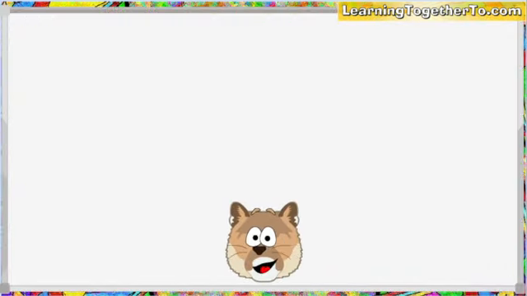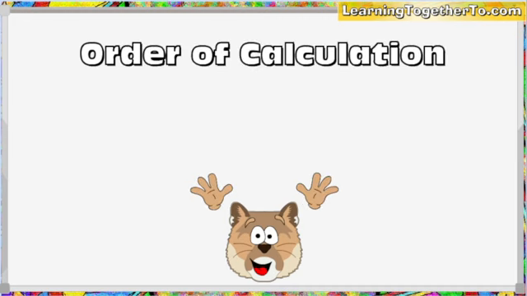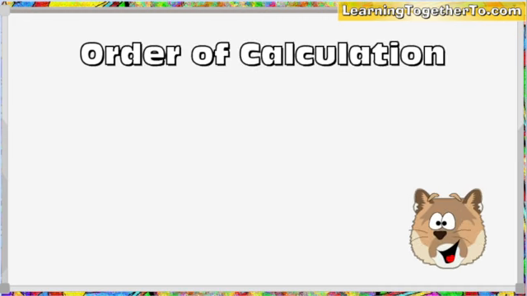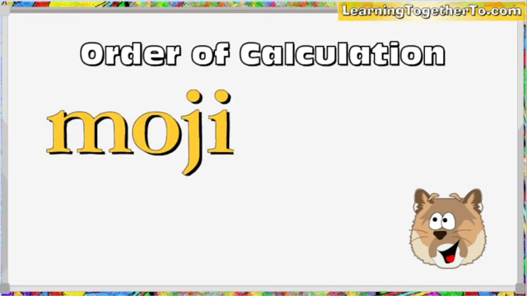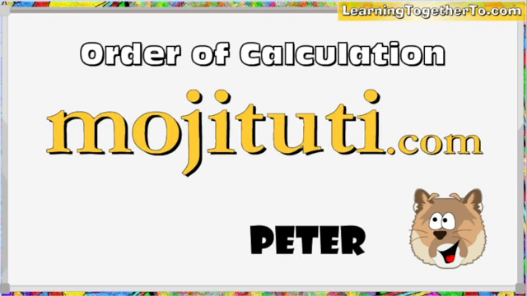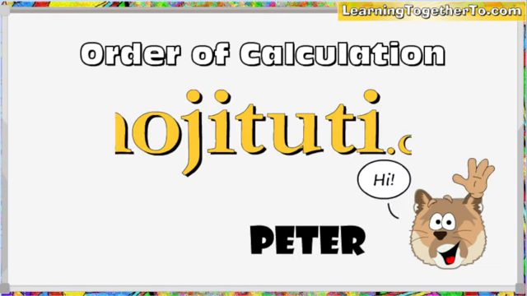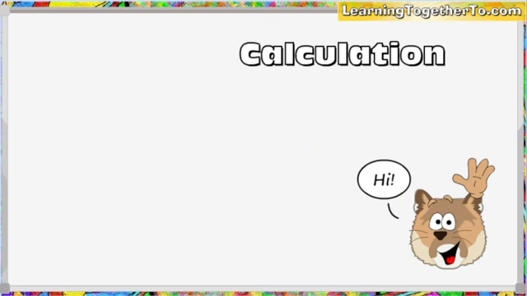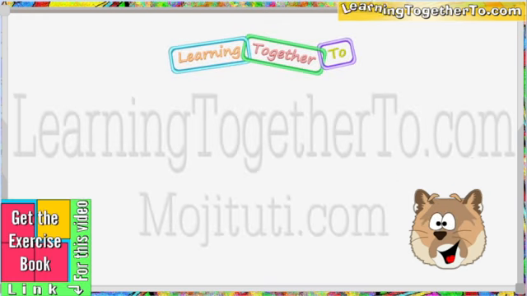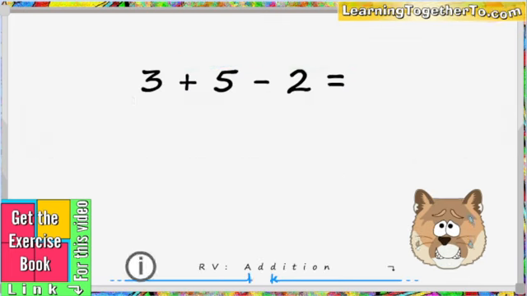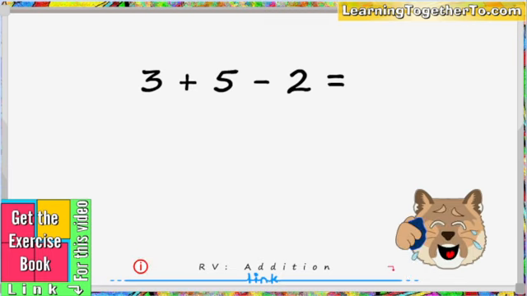In this video, we are going to review the order of calculation in basic math. Look, our Mojituti friend Peter has come to help us. Hi, Peter. Peter, what is 3 plus 5 minus 2 equal to? That's okay, Peter. Let's work it out together.